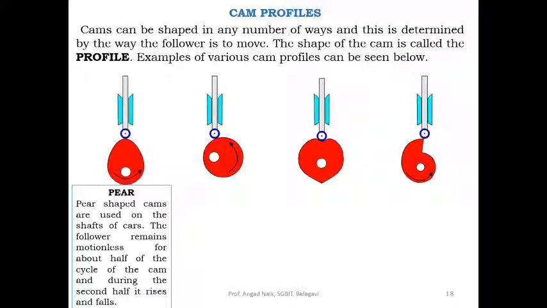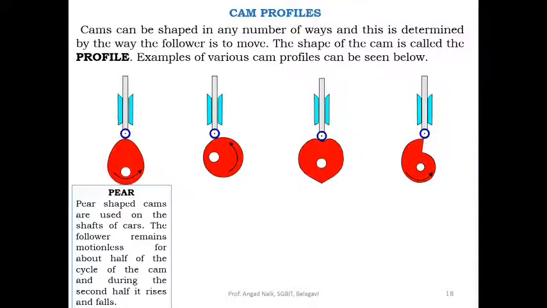The first one is the pear shaped cams, used on the shafts of cars. The follower remains motionless for about half of the cycle of the cam, that is, when it is rotating from this point to this point, the radius of the cam is the same, so there is no motion in this range. The moment it rotates in this part, there is motion for the follower. So during the second half it rises and falls.